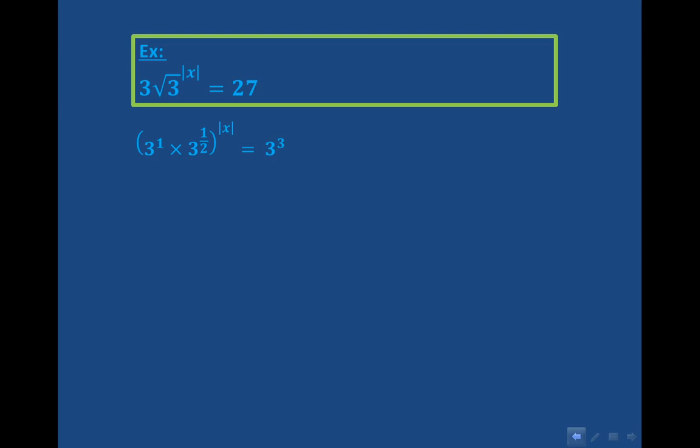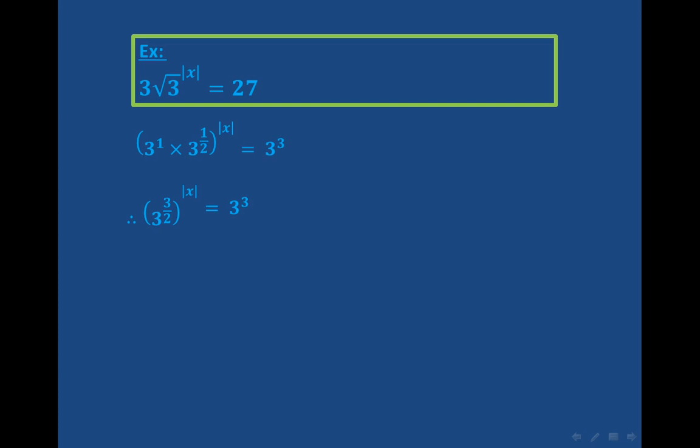The first method: 3 power 1 multiplied by 3 power half, which is root 3. 3 can be written as 3 power 1, and the square root 3 can be written as 3 power half, raised to power absolute value of x equals 27, which can be written as 3 power 3. Then 3 power 1 plus half equals 3 over 2, raised to the power absolute value of x equals 3 power 3.